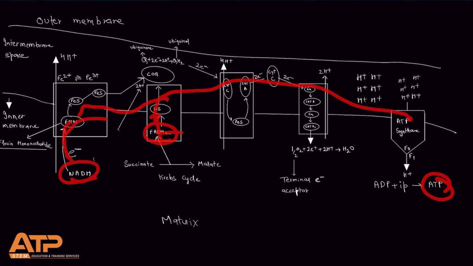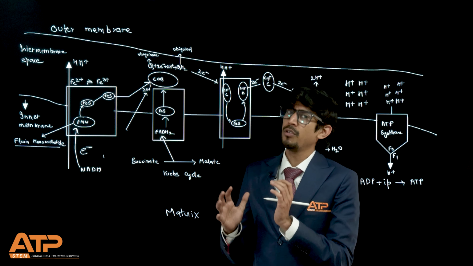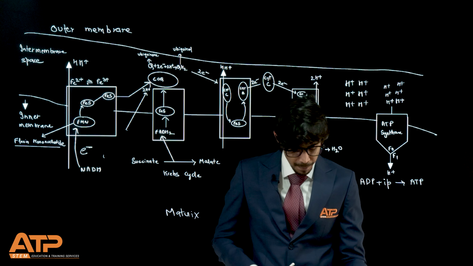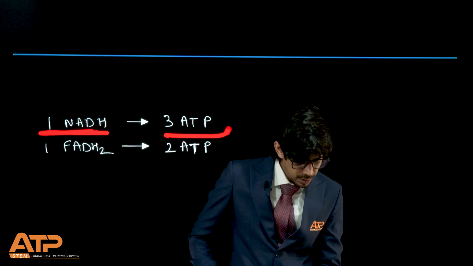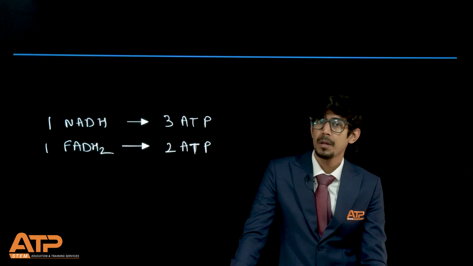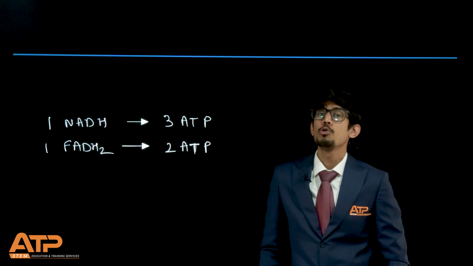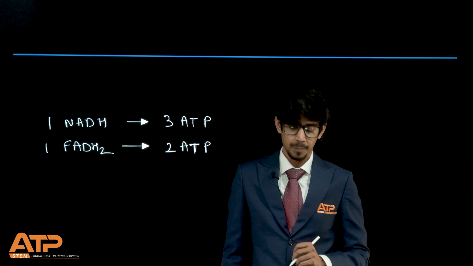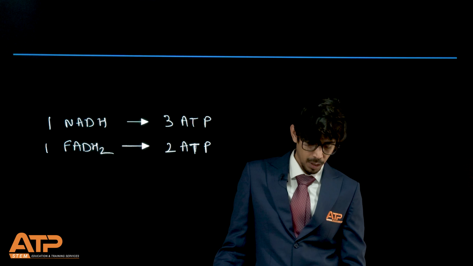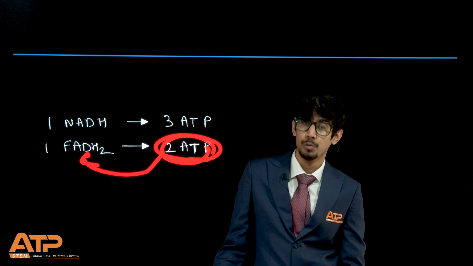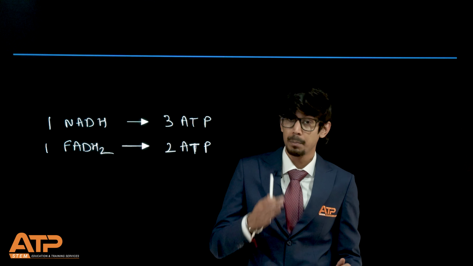So this is how the NADH and FADH2 can result in ATP production by the electrons which they gave to these complexes. And that is how we get the rest of the 34 ATPs. Now see, one NADH can result in the production of 3 ATP molecules, and one FADH2 can result in the production of 2 ATP molecules. Okay, please remember this. How much ATP is produced by one NADH? 3. How many by FADH2? 2.